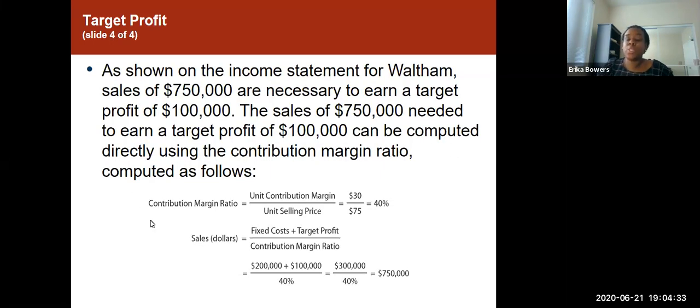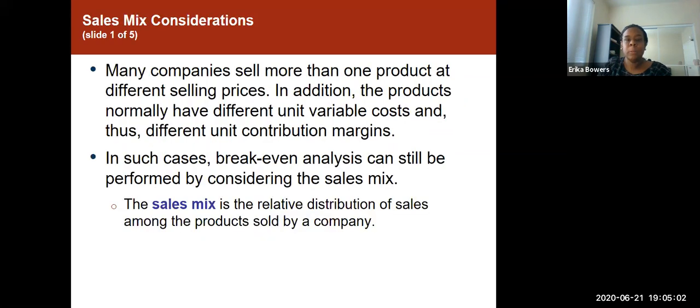And then we can also see how many dollars we must sell in order to make $100,000 profit. So for dollars, it is the fixed cost plus target profit divided by the contribution margin ratio. We learned a new way to do the contribution margin ratio. And so it says we must sell $750,000 in order to make $100,000 profit. So that's if your company sells one product.